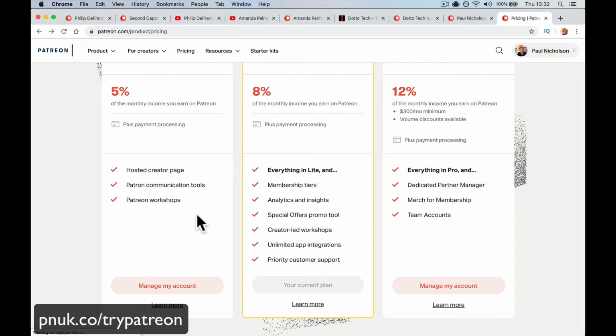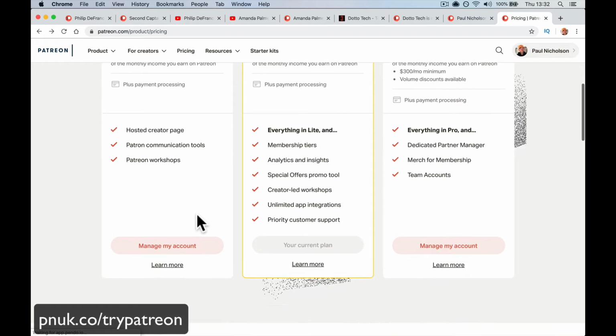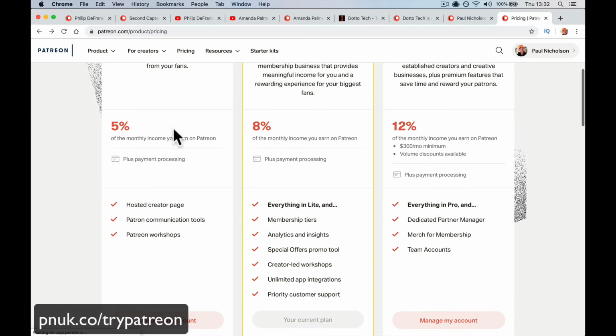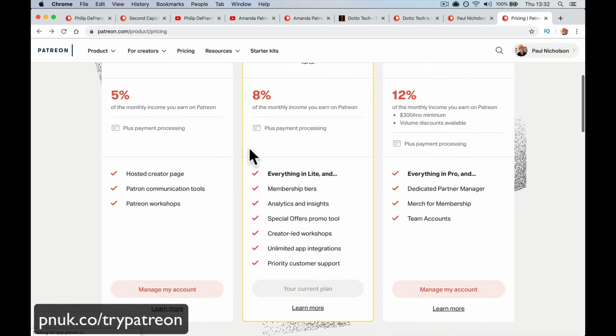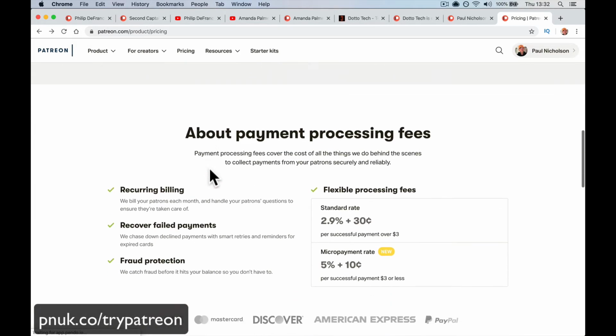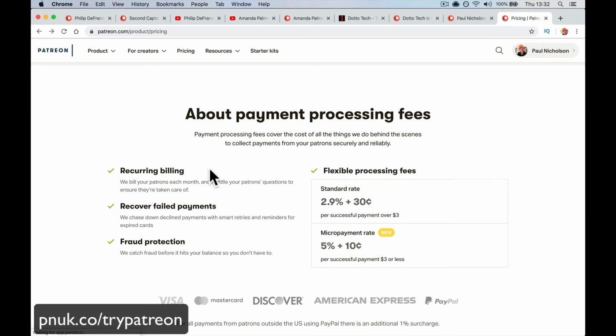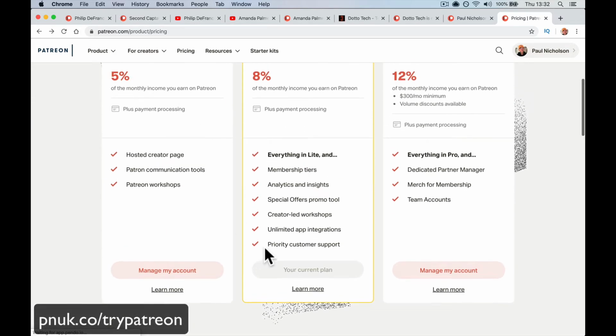You're going to get a basic patron account, and you're going to pay 5%. 5% of the money is going to be taken straight out, right? If it's over $3, there will be an extra payment fee of 2.9%. Let's call it 3%, plus 30 cents on every transaction. So if it's more than $3 on your reward, you're going to be paying 8% to Patreon plus 30 cents on top.